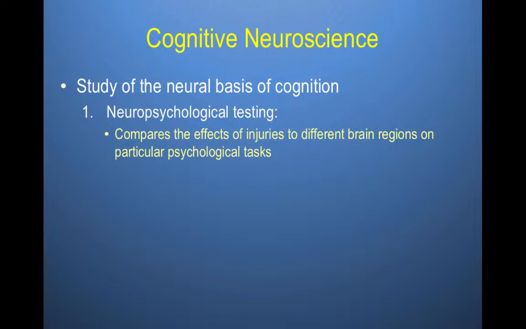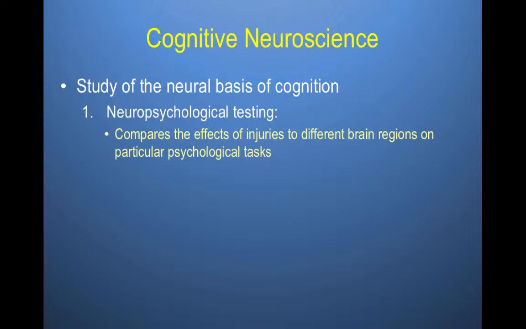In this video, we're going to begin by reviewing some of the fields within cognitive neuroscience that examine the neural basis of cognition. There are a number of ways that you can test the brain regions involved in a cognitive process. One really common method is neuropsychological testing. This compares the effect of injuries to different brain regions on particular psychological tasks.